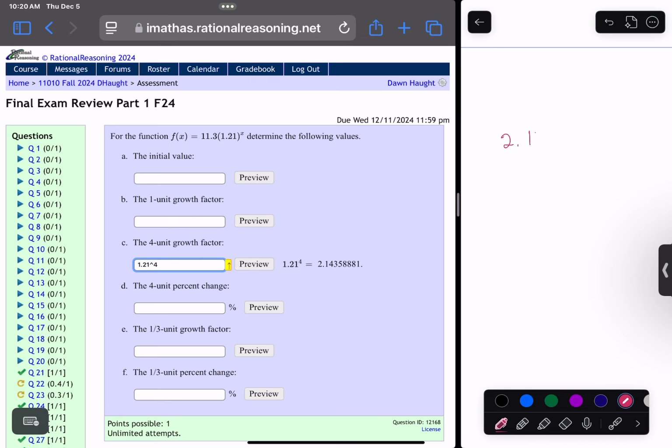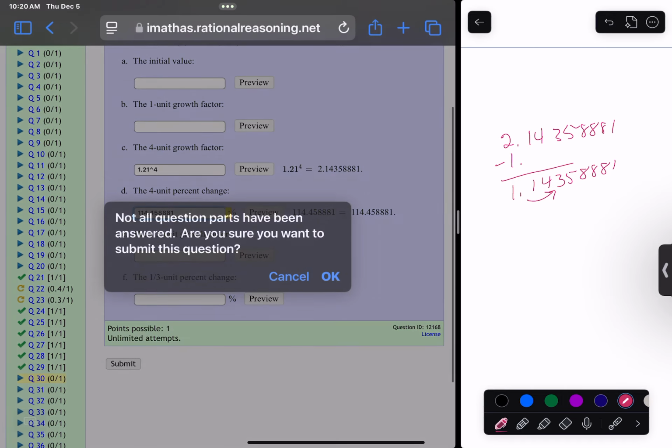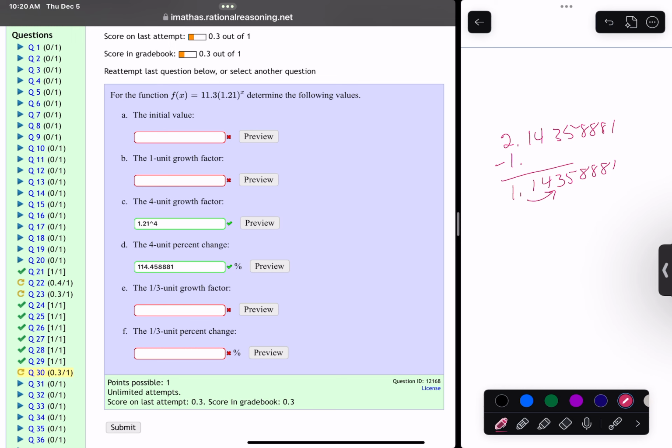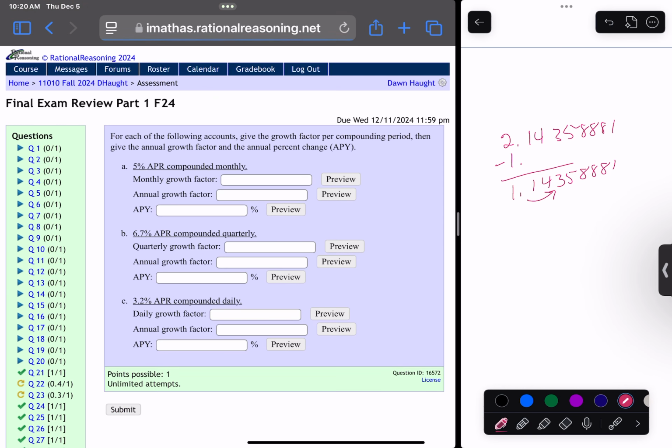So 2.1435881 minus 1 is 1.1435881. Move the decimal over, you got a percent. So I think they just want 114.35881. Let's try it. Yeah, so I did want to show you that one. Okay, let's go to 31.